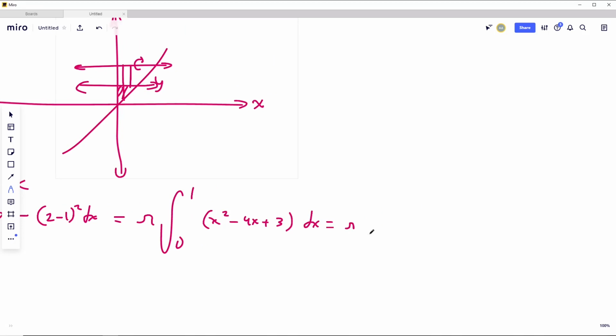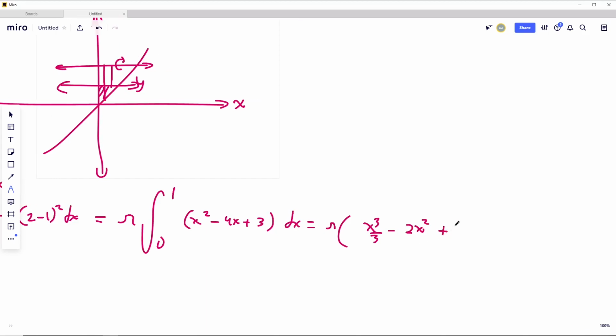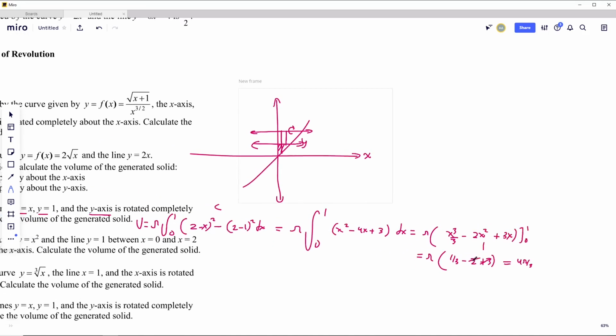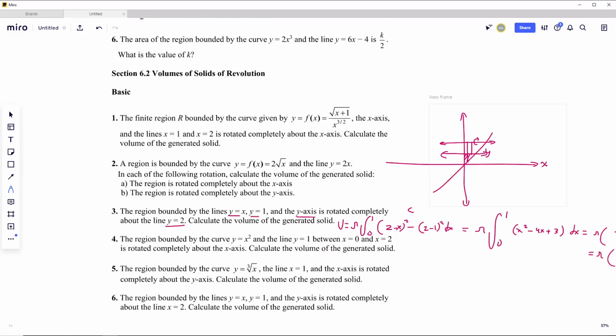Equals pi, let's integrate immediately: x to the power 3 over 3 minus 4x squared over 2, so 4 and 2 give you 2, plus 3x, from 0 to 1. 0 cancels things nicely, so I don't have to do minus 0. So let's do the 1 immediately: 1 over 3 minus 2 plus 3. What do we get here? These should give you 1, and this with that should give you 4 pi over 3. Let me double check, and yeah, it is 4 pi over 3. So that was number 3.